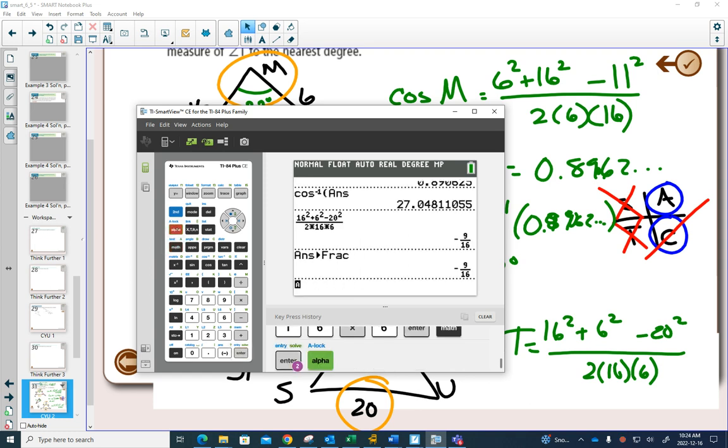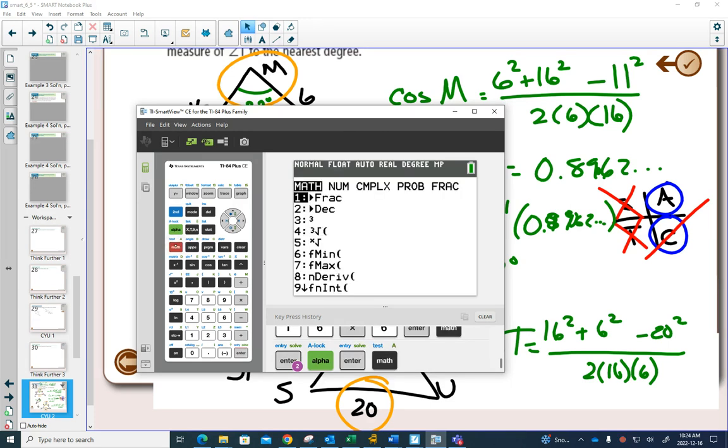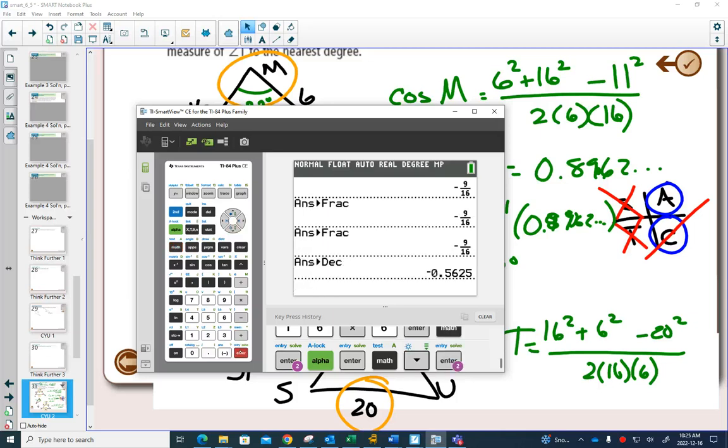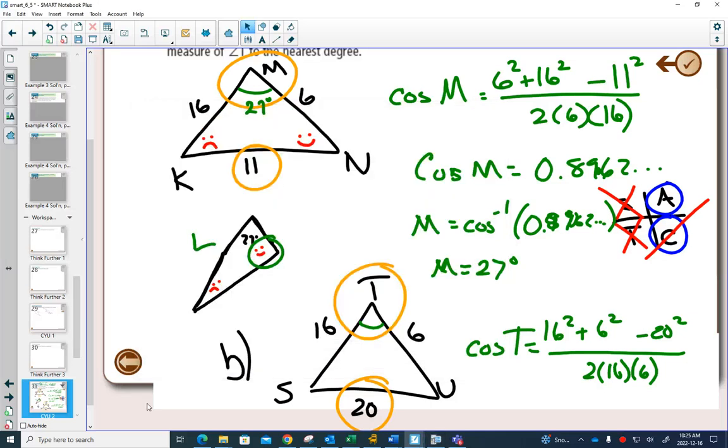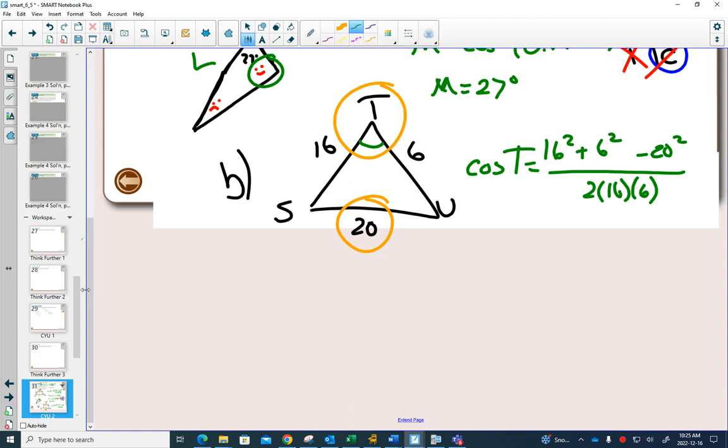Negative, oh, I want to change it to a decimal. I guess I can leave it as a fraction, fraction's kind of nice. But if you got it as a decimal, if you're trying this on your own, your number would have shown up as negative 0.5625. Most calculators will give you the decimal, so I'll write that as the decimal on here.